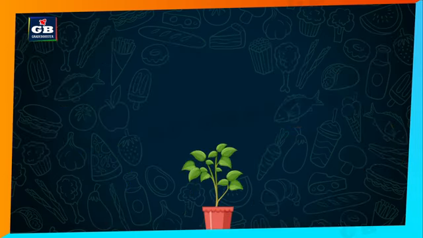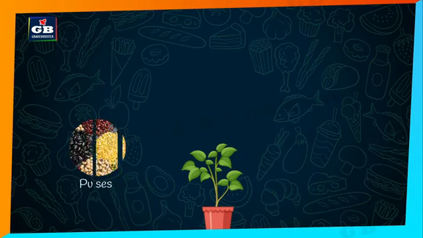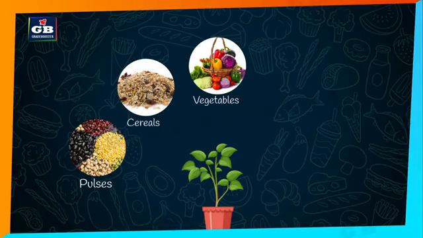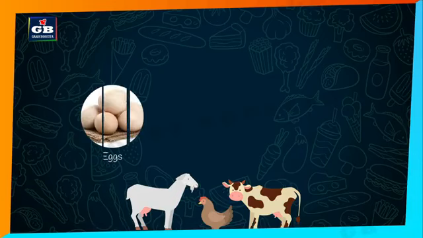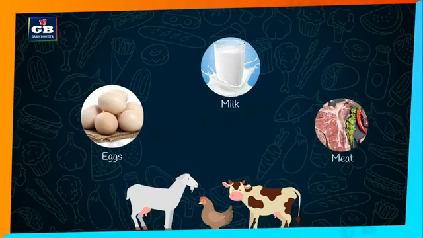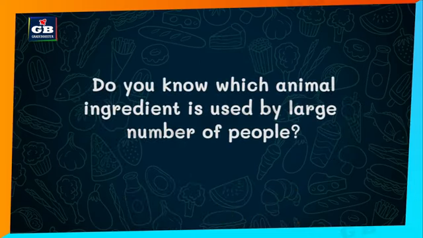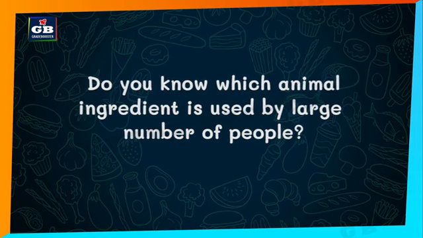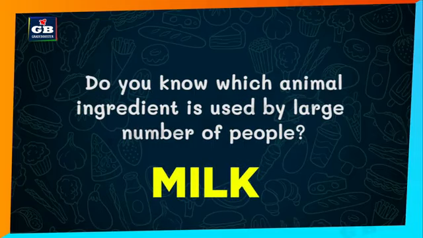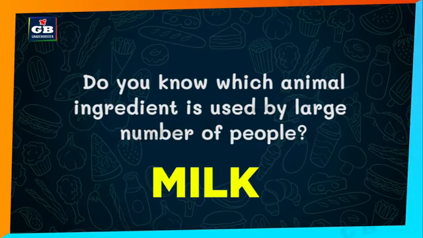What kind of food ingredients we get from plants? From plants, we get the ingredients like grains, cereals, vegetables, fruits and nuts. And what kind of ingredients we get from animals? We get egg, milk, meat from different animals like chicken, goat, cows and buffaloes. Do you know which animal ingredient is used by large number of people? Yes, it is milk. Milk is obtained from cows and buffaloes.